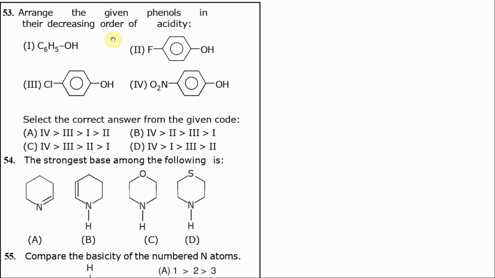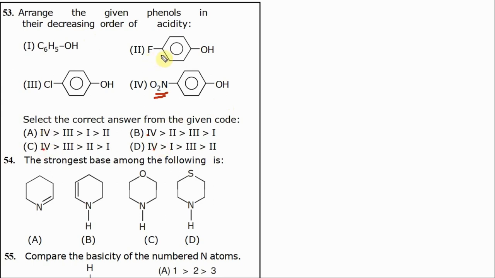Arrange the given phenols in their decreasing order of acidity. So in a decreasing order, it doesn't matter whether they ask decreasing order or increasing order if these symbols are given. It's automatically self-understandable. Okay, now here what you want to know is, I know this is going to be the strongest acid, 4, but no use.